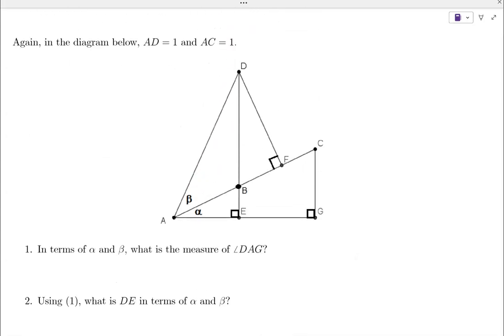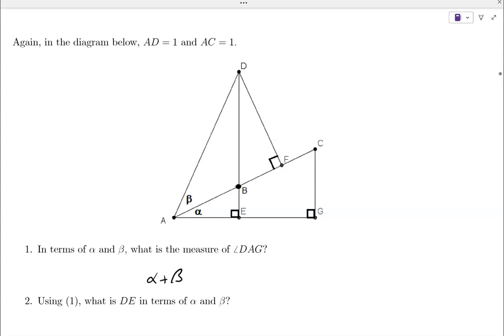So let's go back to page 2. Same setup. Notice, and I told you that AD and AC were equal to 1 in the diagram, but we didn't use AC at all for the previous one. I thought we used it in this one. So we end up using what the length of AC is for this one. All right. Answer to the first question is the same answer to the first question of the previous one, right? DAG is still alpha plus beta, same idea.